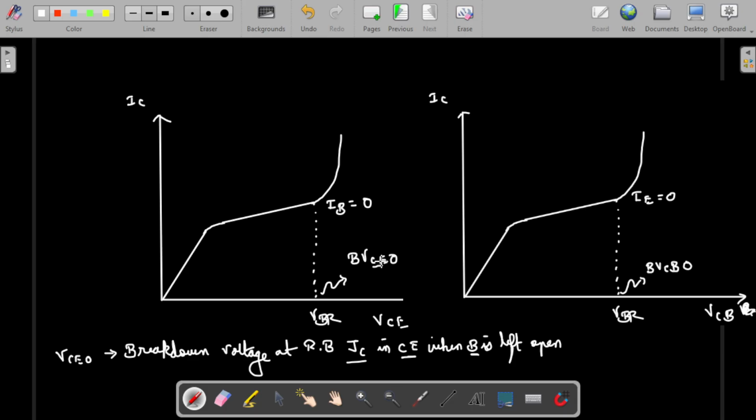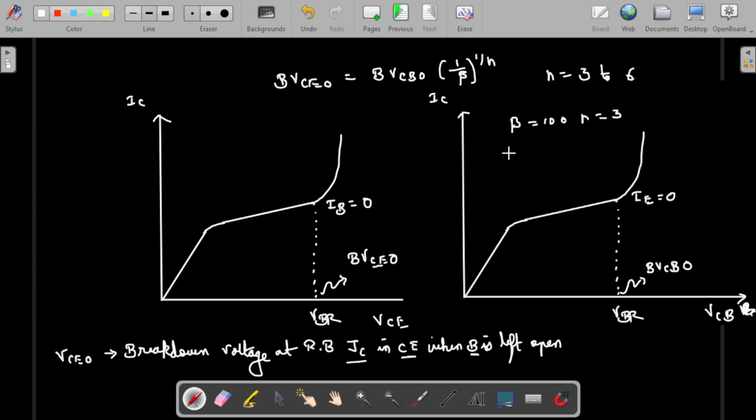Similarly, ICEO and ICBO are also important. The general representation is BVCEO equal to BVCBO times the factor 1 over the nth root of beta, that is, (1/beta)^(1/n). The n will usually be from 3 to 6. For example, if beta is equal to 100 and n is equal to 3, then VCEO is much less than VCBO.